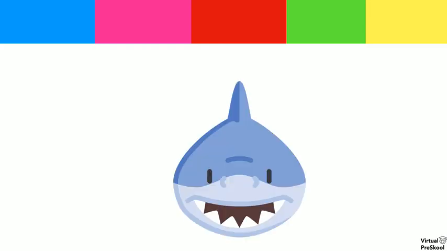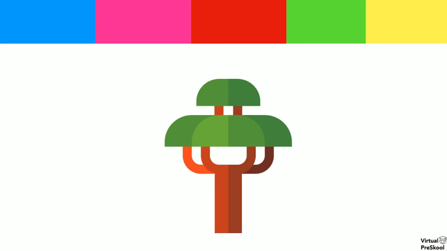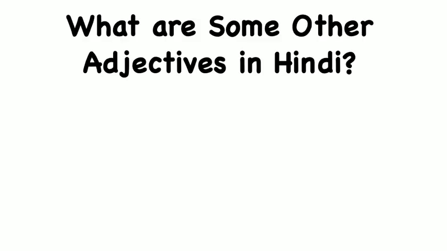All right, what about the shark? And remember, shark in Hindi is shark. So what is the shark? Is he bada, chota, lamba, mota, or patla? The shark is big, right? So bada. And what about the tree? Bada, chota, lamba, mota, or patla? The tree is tall, right? So what's the word for tall? Lamba.